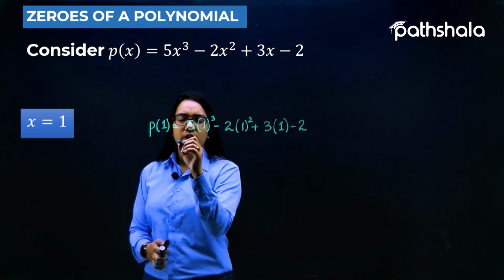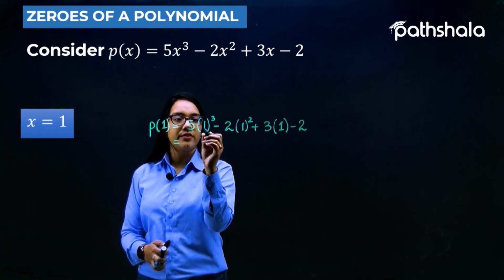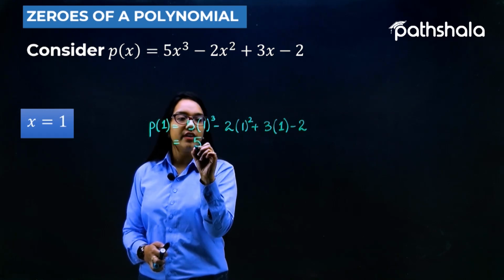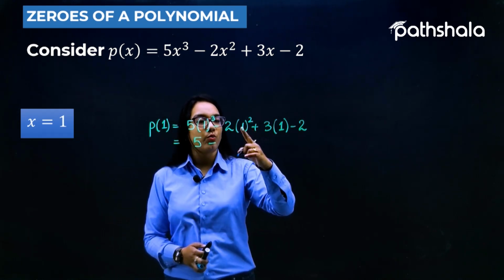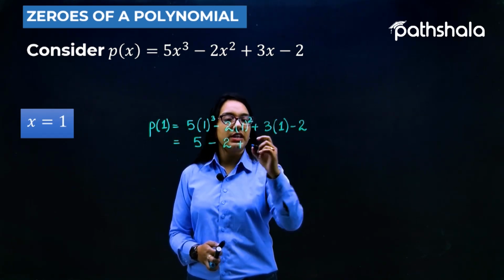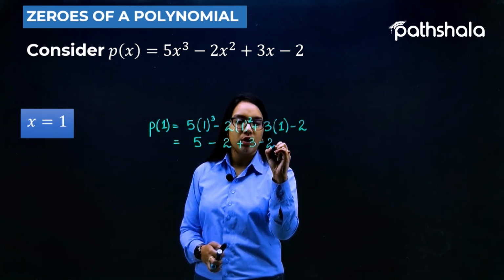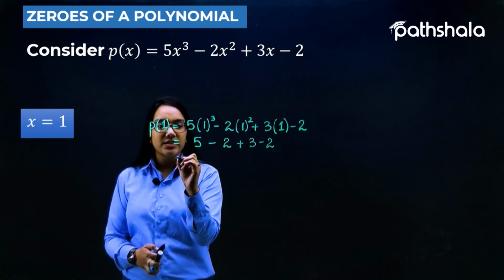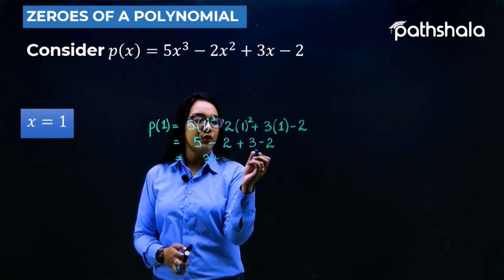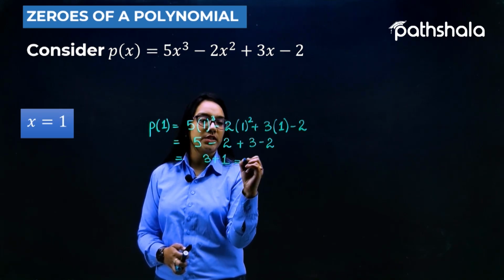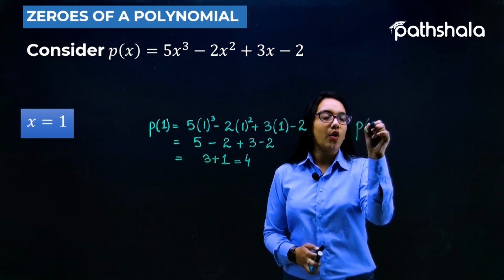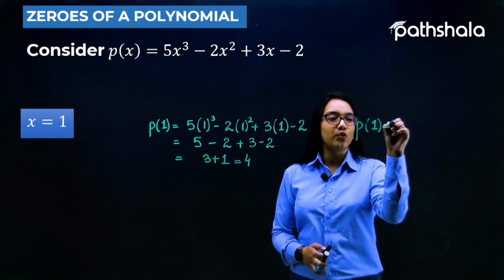Now let's just solve it. 5 into 1 raised to the power 3, 1 raised to the power 3 is 1 again. So 1 into 5 is nothing but 5, minus 1 raised to the power 2 is 1 again, 1 into 2 is nothing but 2. Further, plus 1 into 3 is nothing but 3, minus 2. Now let's just add up all the values. First of all, 5 minus 2 is nothing but 3, plus 3 minus 2 is nothing but 1. So 3 plus 1 is equal to 4. So it means that the value of p of 1 is equal to 4, which is not equal to 0.